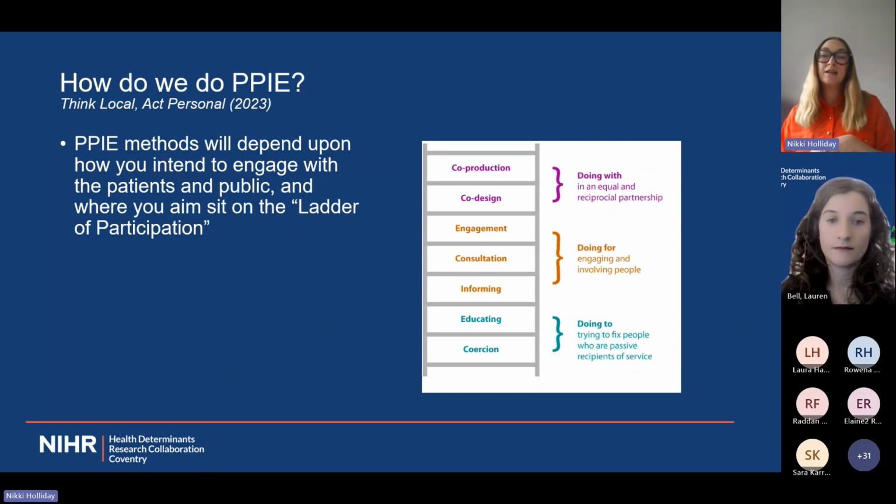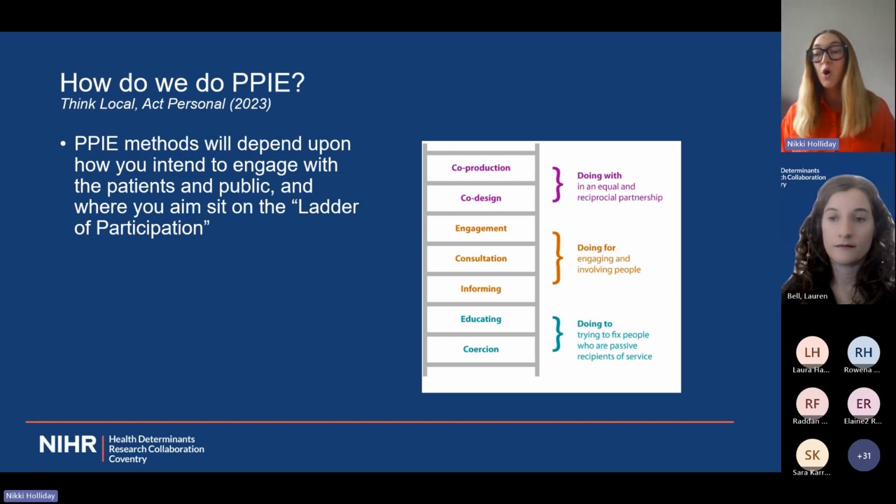And then at the very top of the ladder is co-production, co-design, and I'll talk about this later, but co-creation is another similar word in the mix there. This is where we're doing with people. The gold standard is that we're working with patients and the public in an equal and reciprocal partnership. So we're not telling them what's best for them. We're really hearing their voice when they're saying what they need out of new healthcare services and new healthcare treatments, and we're working with them to develop the best solutions in those particular settings.